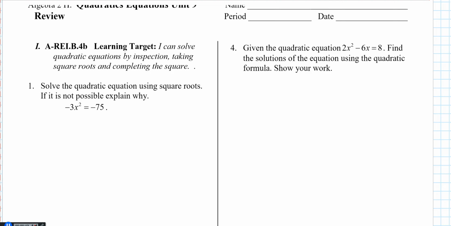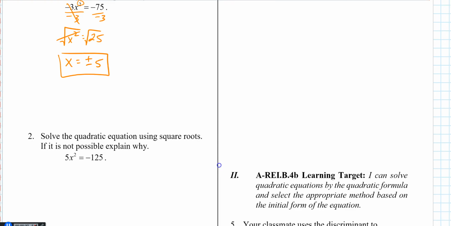So we're going to start by getting the squared term by itself by dividing by -3 to both sides. So x squared is equal to 25. Then we can take the square root to cancel it out. And x is equal to positive or negative 5 because the square root of 25 is 5, and we know that there are always two possible solutions to a positive square root.